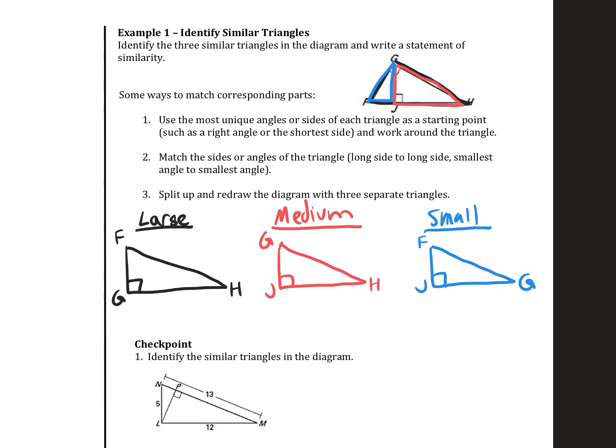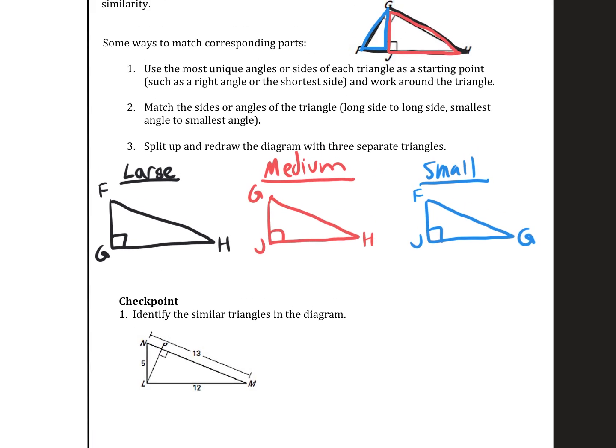So now if we take this information and we write a similarity statement, well, we can just see they're all going to match up, right? So we have, let's do, FGH, okay? Triangle FGH.